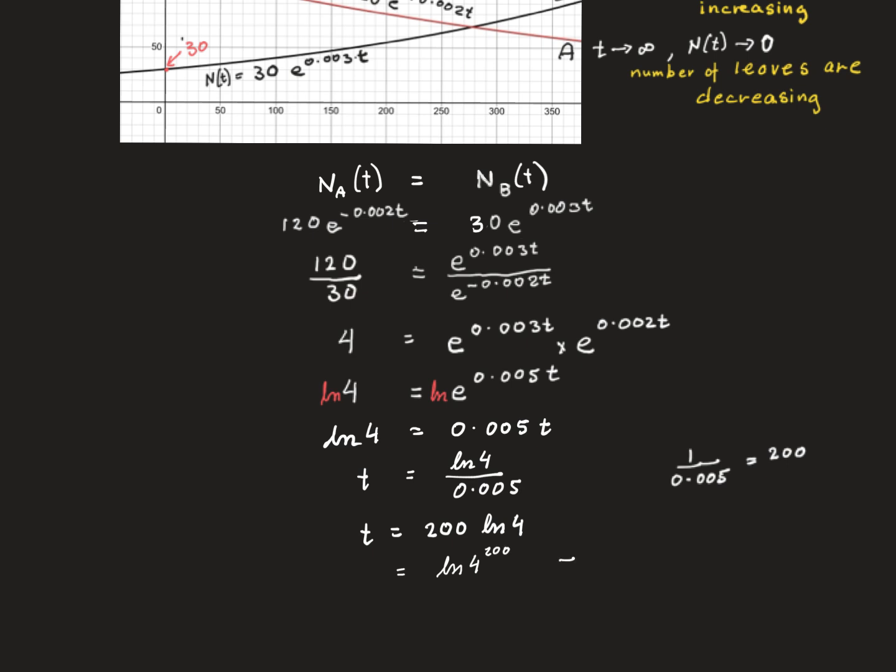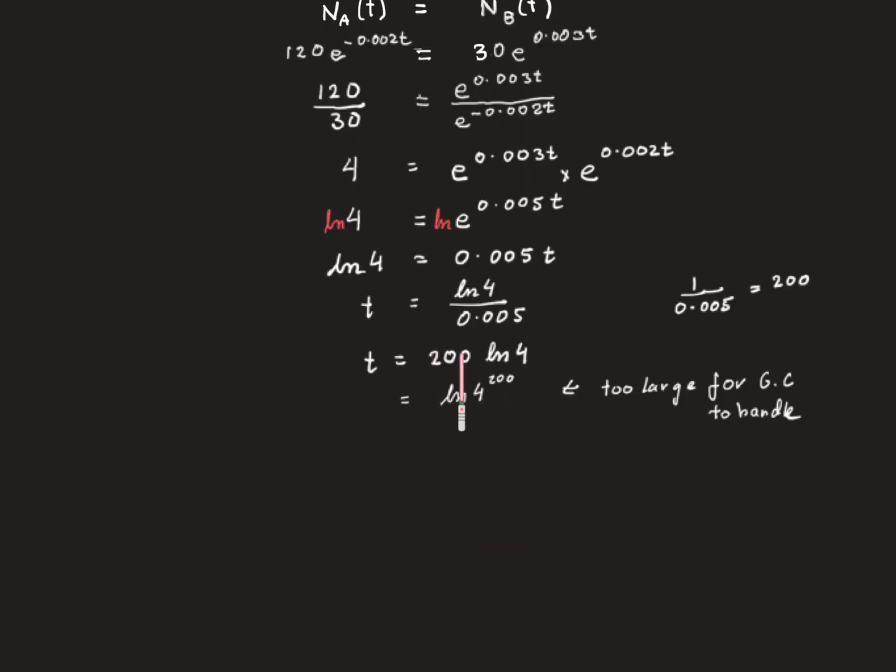Now, you will not be able to get an answer on the calculator because 4 to the 200 is too large for the calculator to handle. But if you plug 200 ln 4 into the calculator, it will give you approximately 277. What you need is the exact answer, and the exact answer would be 200 ln 4.